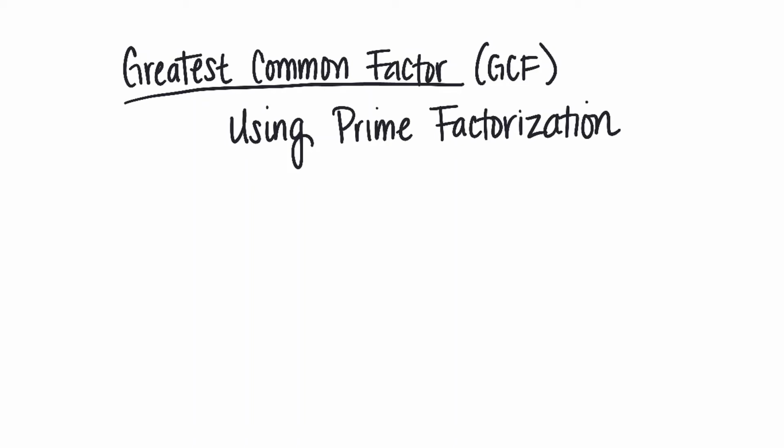Hello there. Today we're going to be looking at how to find the greatest common factor between two numbers using prime factorization. So before we get started, let's talk about what prime and composite numbers are, just so we know how to do prime factorization. We need to know these things.